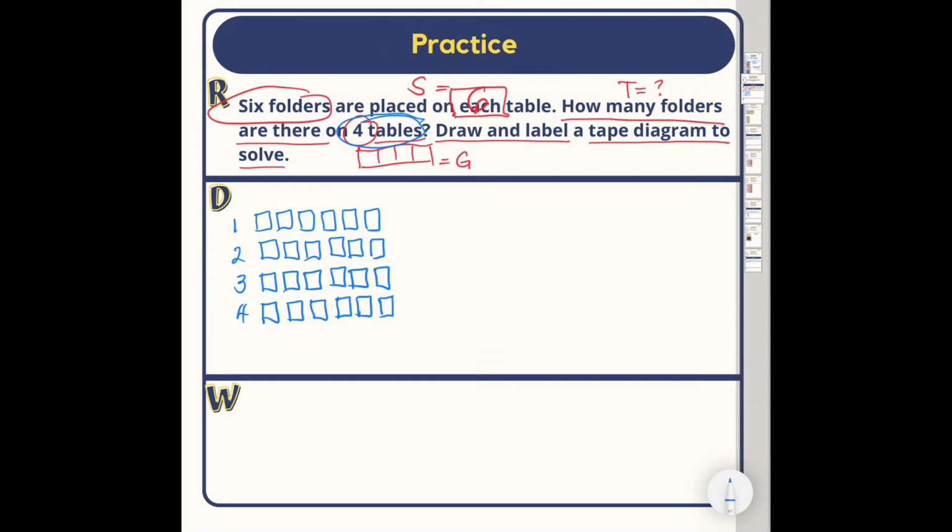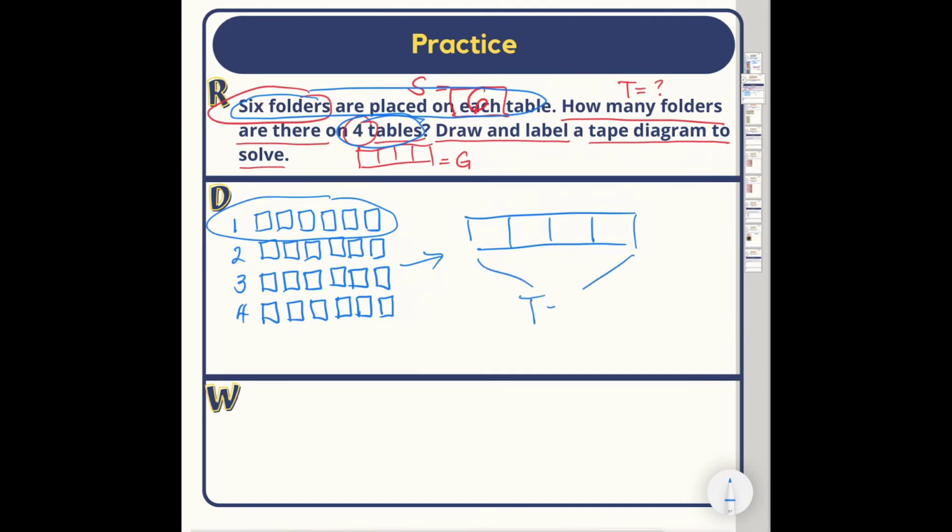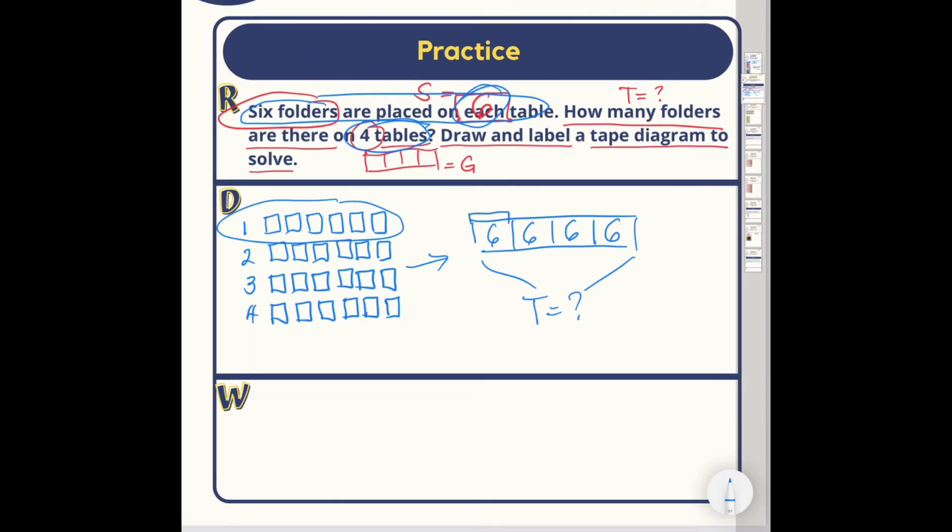Why do I have 6 folders? Because it says I have 6 folders in each table, and that's one table. Now, since we have the number of groups, it's easy to draw our tape diagram for groups. We don't know how many in total, but we know the size is 6. So let's go ahead and write 6. This is the number of folders. That's your size. This is your group. I'm labeling my tape diagram.